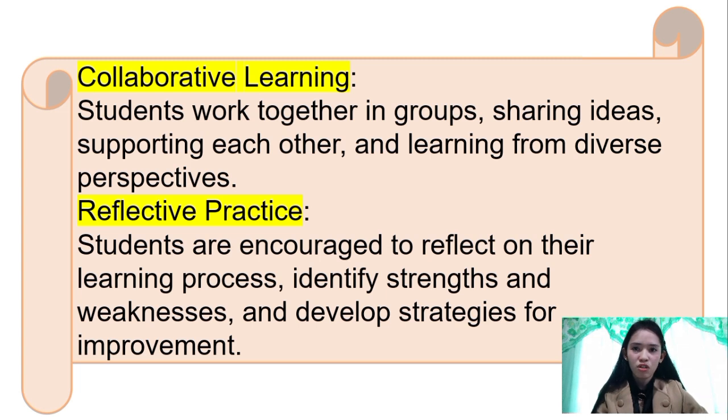This approach transforms the traditional teacher-centered model by placing students at the heart of the learning process, fostering a more engaging and effective educational experience.